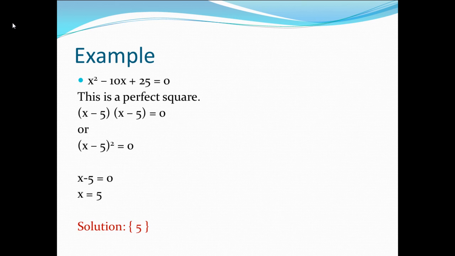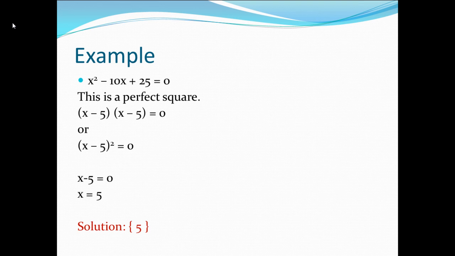In this example, we have a trinomial again. We have x squared minus 10x plus 25 equal to 0. Notice that 5 squared will give us 25, and 5 plus 5 will give us 10. This is called a perfect square, and perfect squares will factor into the same binomial twice.